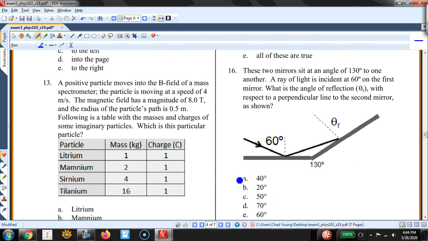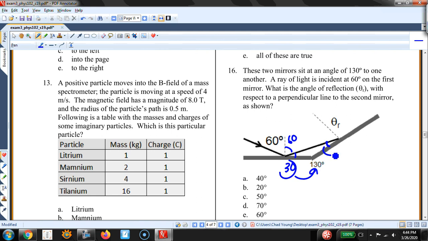Oh, let's see, let's do this one. These two mirrors sit at an angle of 130 to one another. A ray of light is 60 degrees first. What is the angle of reflection? Once you do these a bit, they become easier. If this angle is 60, that means that angle is 60. That means this has to be 30. 30 plus 130 is 160.